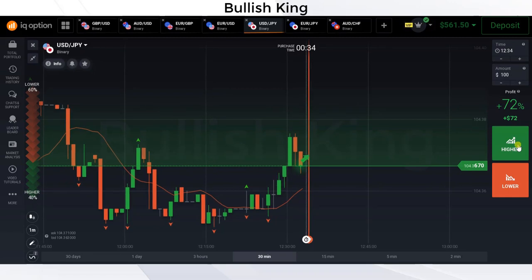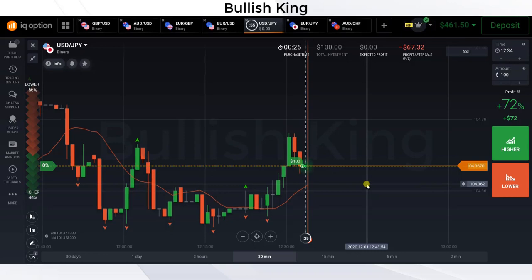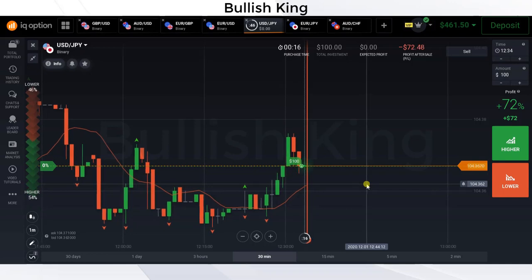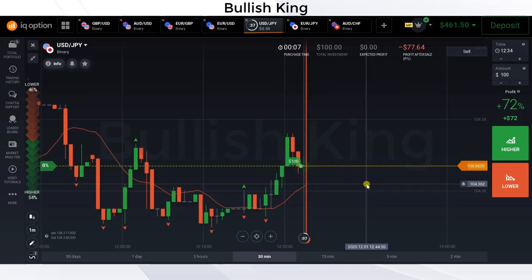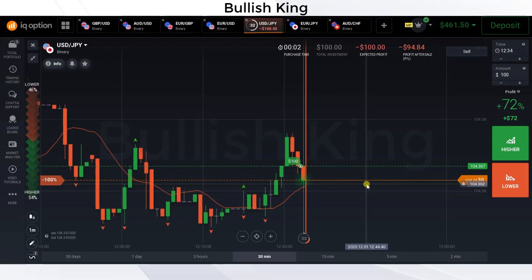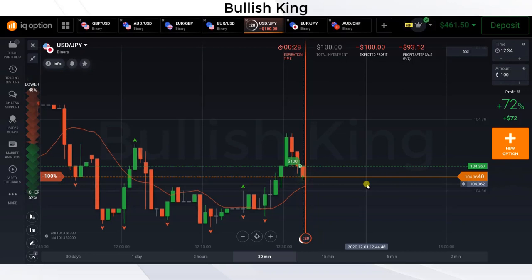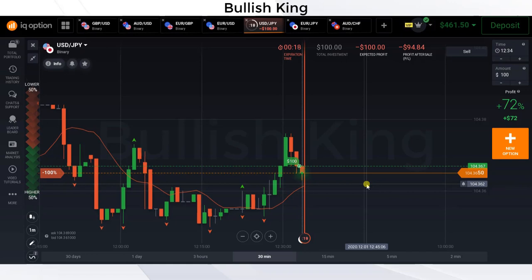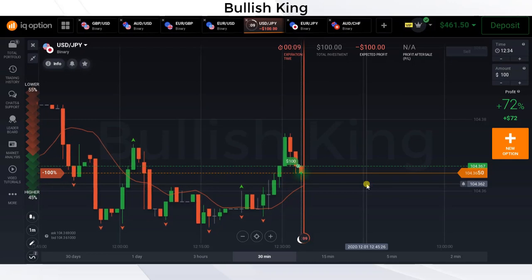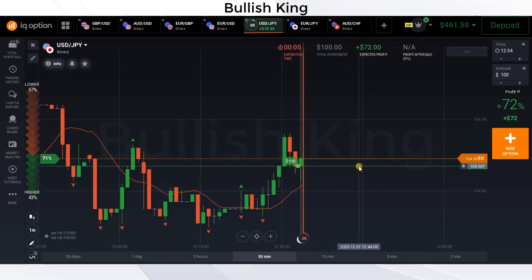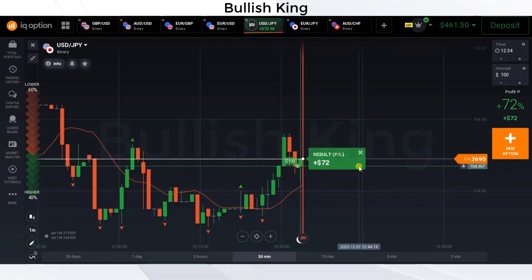Here you will see that the fractal appears below and the candle breaks the 14 moving average above. So here we place a buy trade. We won this trade.